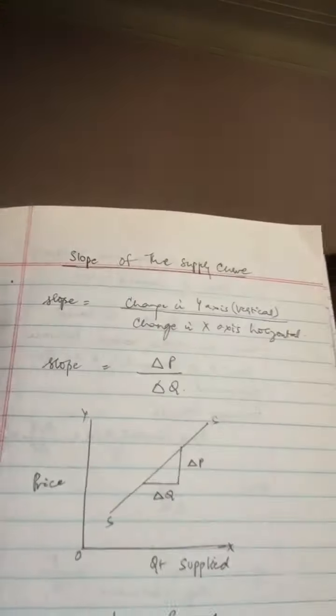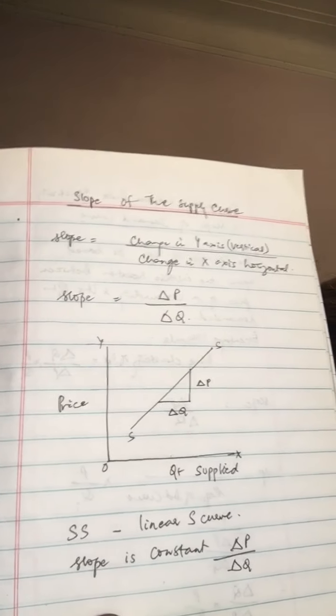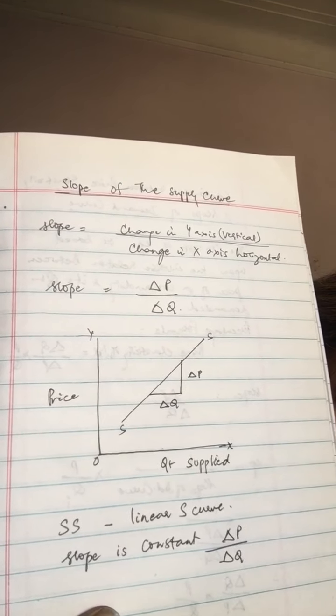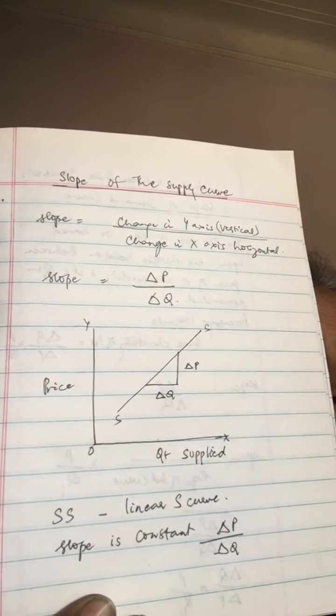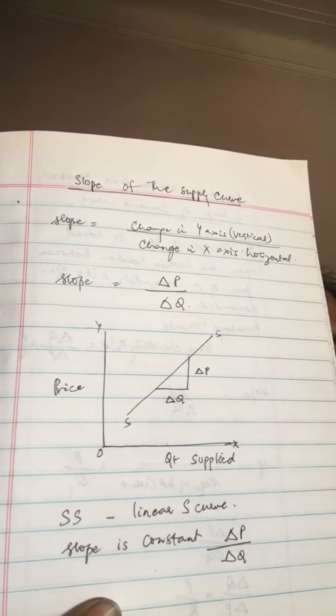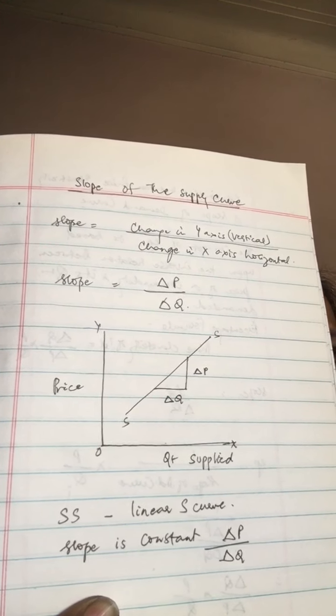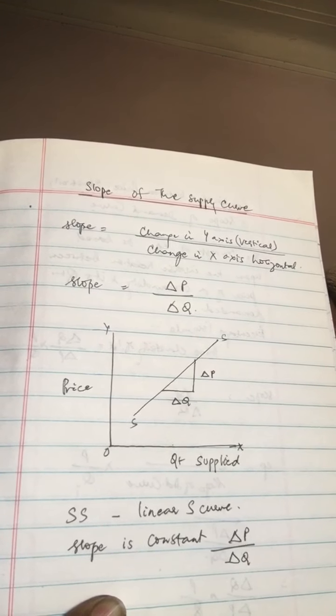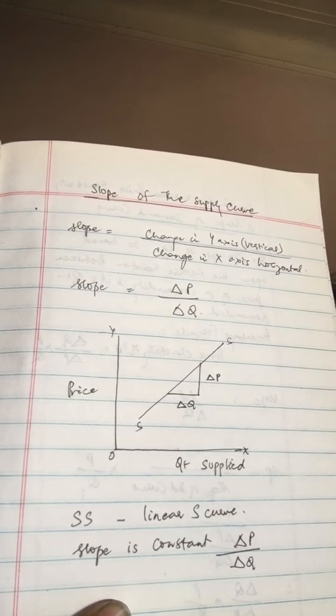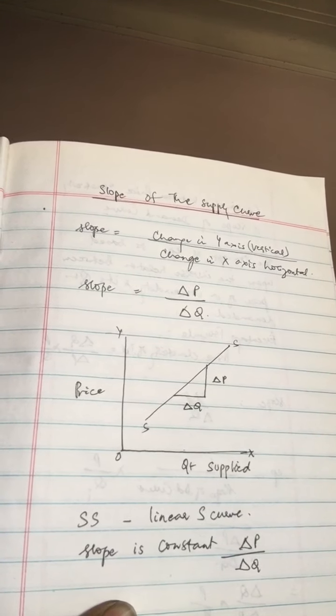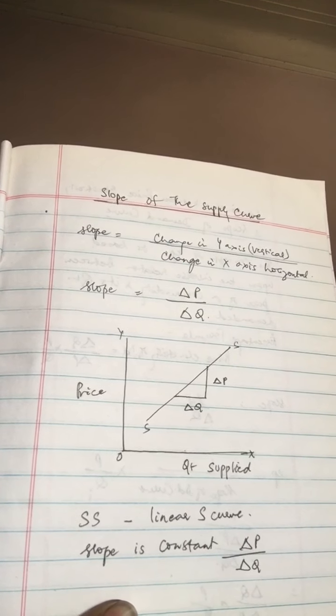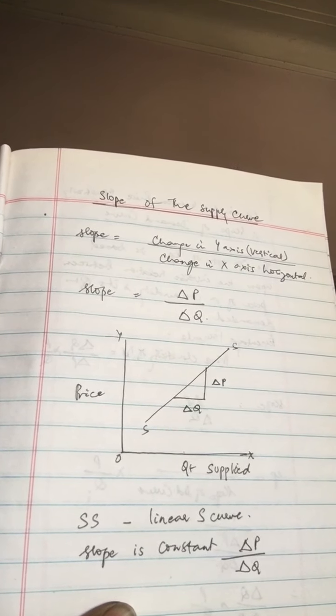Why does this supply curve slope upwards? There are certain reasons, and I just wanted to tell you that it slopes upwards, showing a positive relation, and the slope is measured as change in y upon change in x. That means whatever there is on the y-axis upon what is there on the x-axis. So that comes to change in price upon change in quantity supplied.